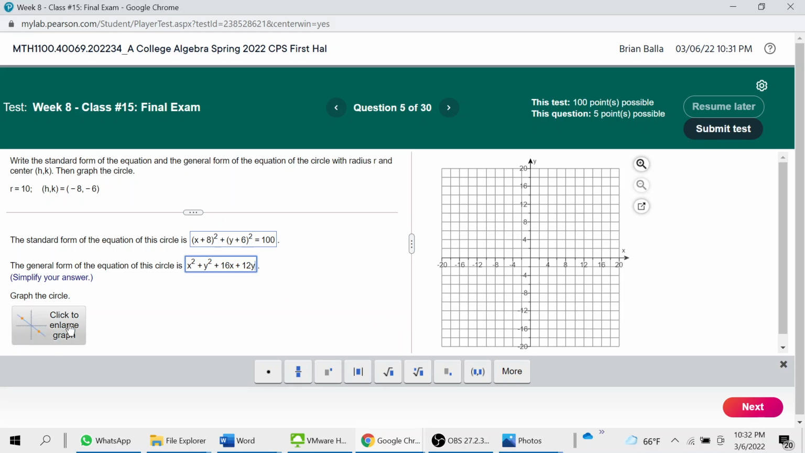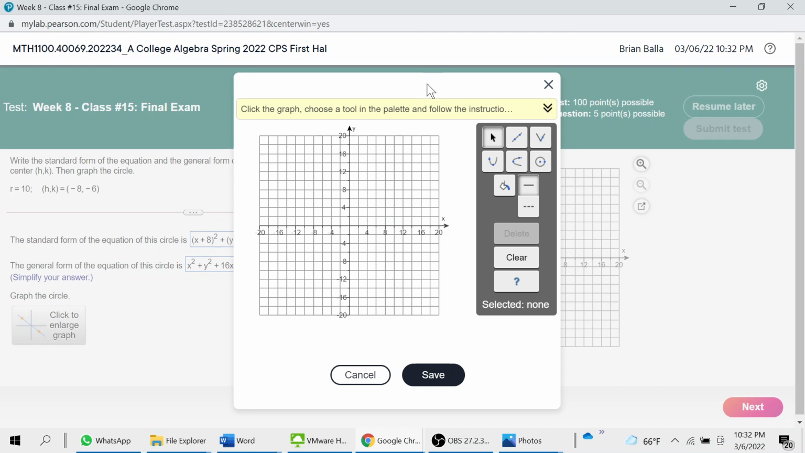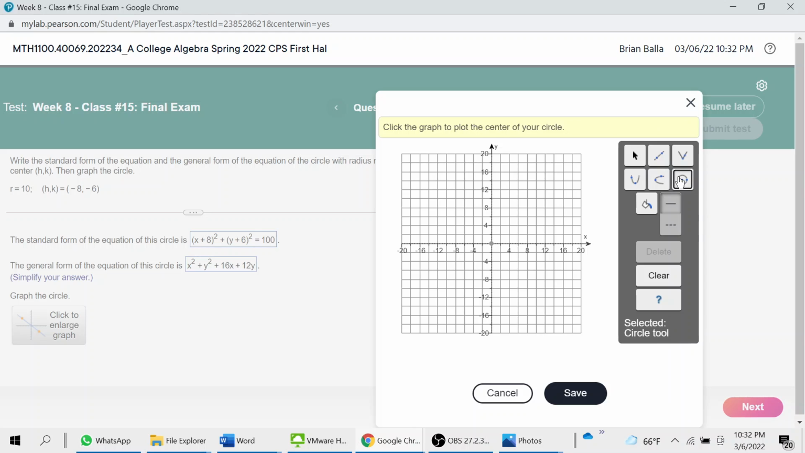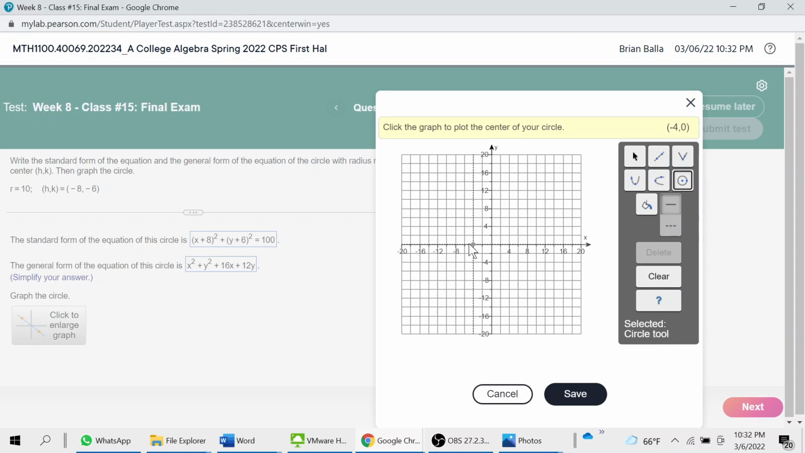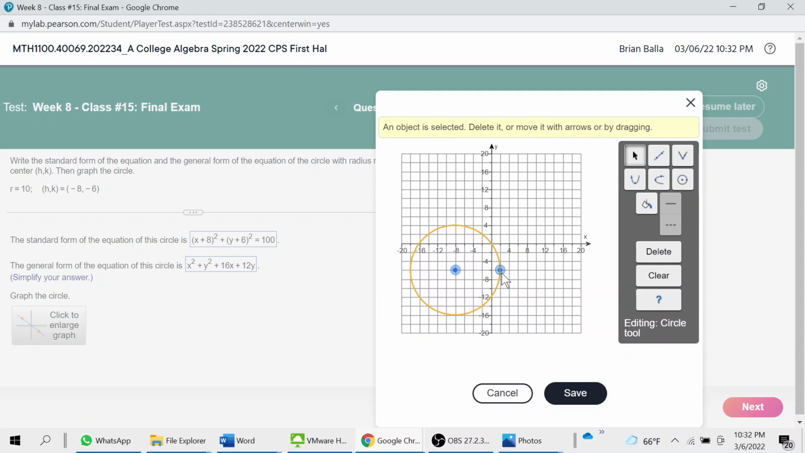Okay, that should be it. So now to graph the circle, it's at -8, -6. Perfect. And then the radius is 10. So at x equals -8 plus 10, that means x equals +2.